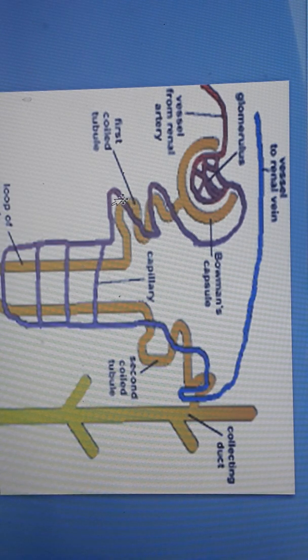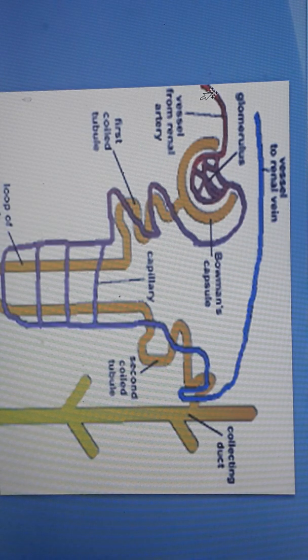This one is the PCT or proximal convoluted tubule. This one is known as loop of Henle, and this is known as DCT or distal convoluted tubule. One end of the tubule is cup shaped, and this is known as Bowman capsule. And the blood vessel which enters the Bowman capsule forms the glomerulus.